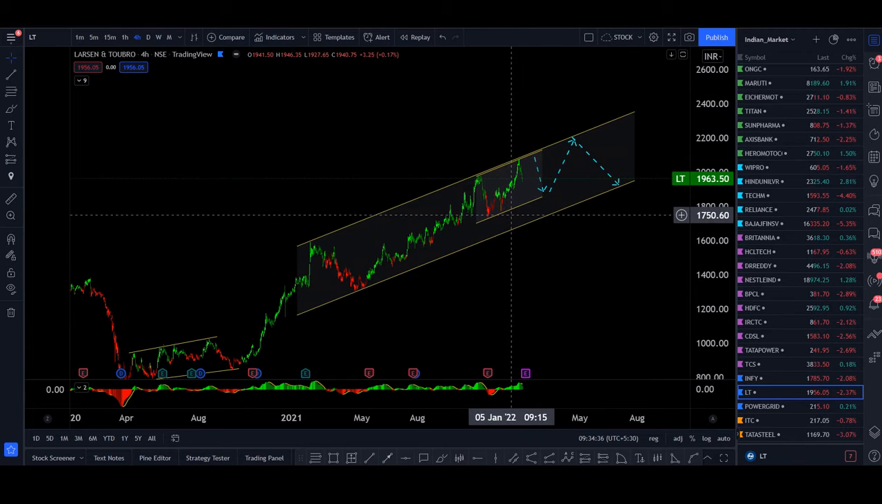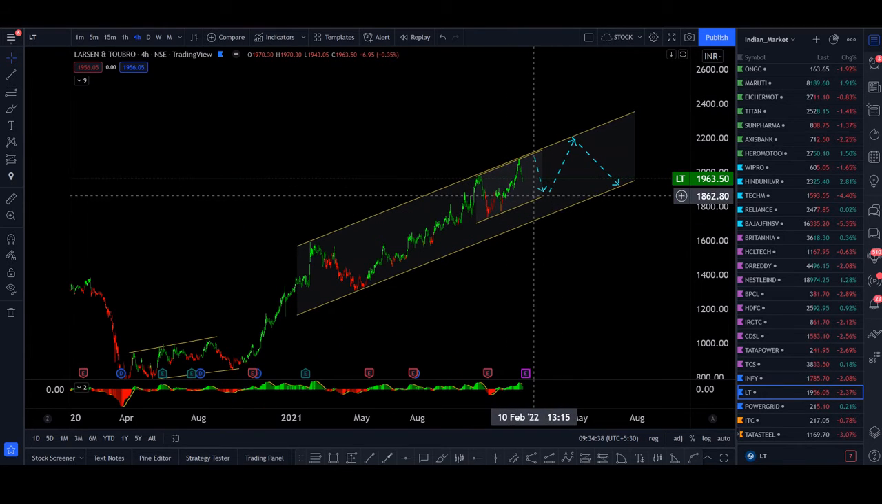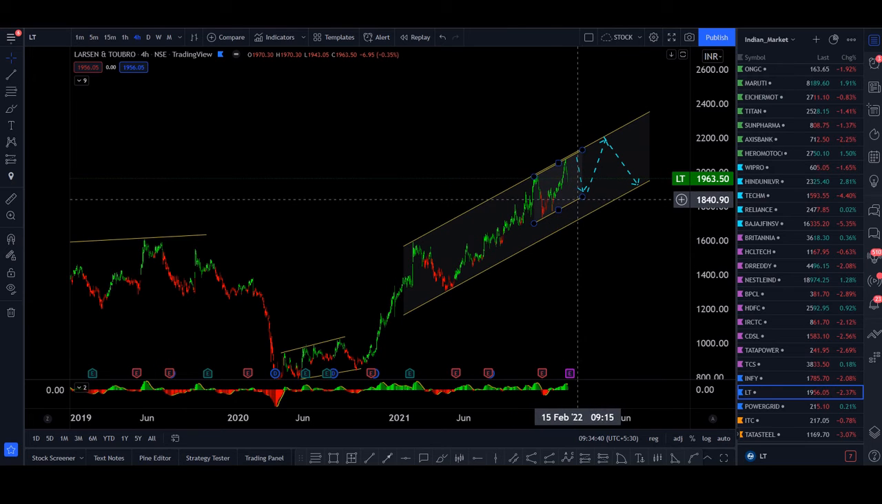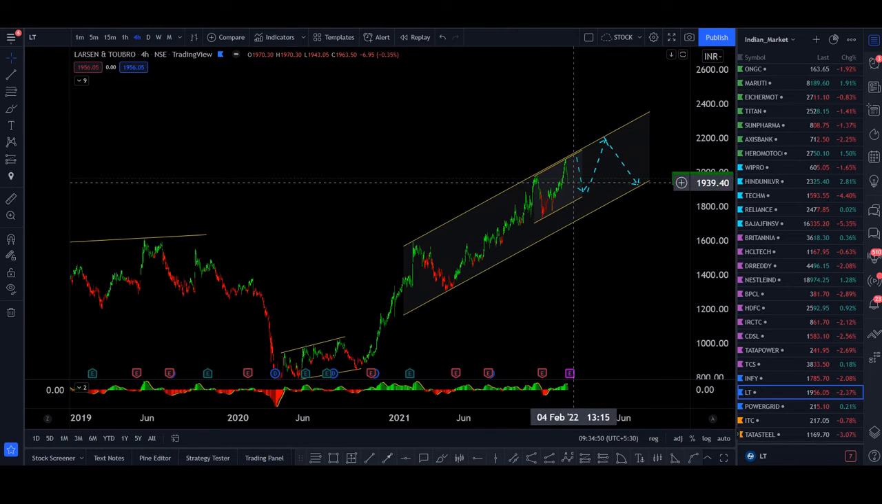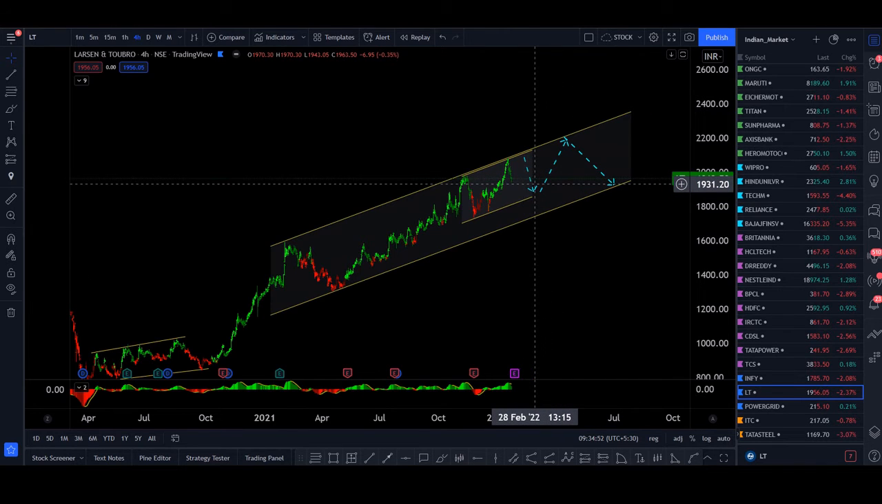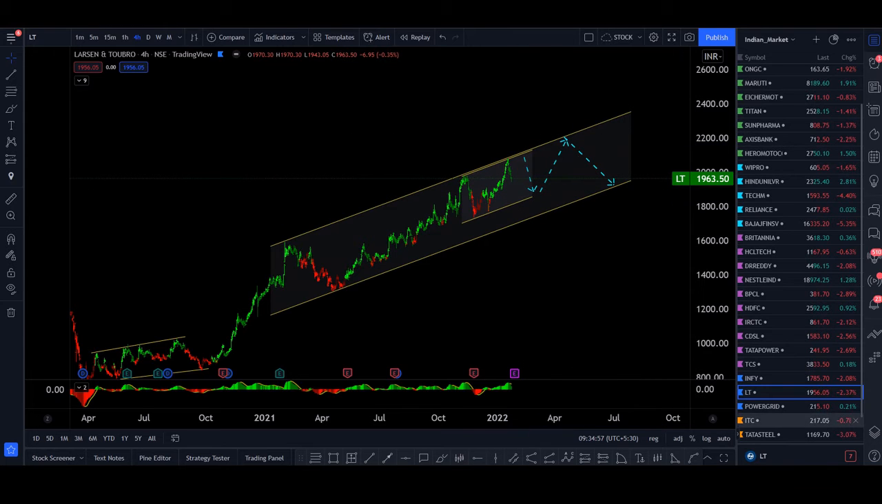But I think yes, we'll see what happens at this price action when it comes to 1,850 rupees, around that point, and see how it goes. But again, it takes at least a month before we even get to know what is happening.